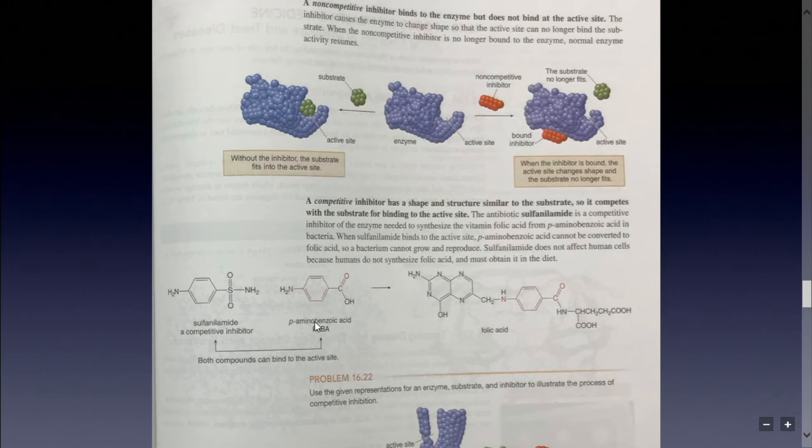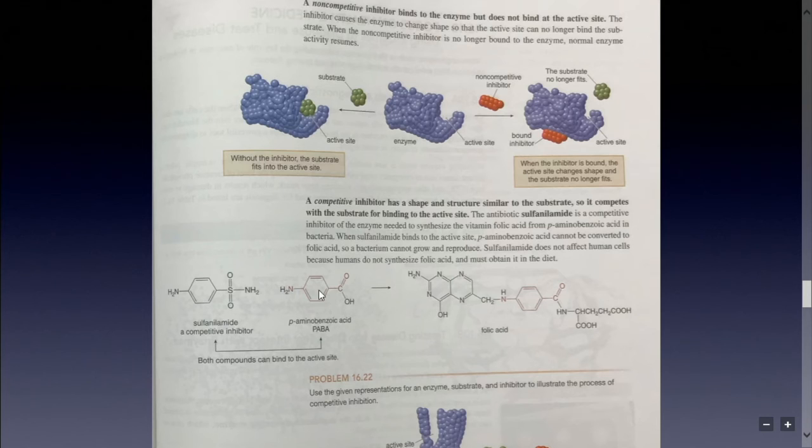with this molecule here, amino benzoic acid. You see how they look real similar? They look very similar, right? So the antibiotic sulfonamide, it's a competitive inhibitor of the enzyme needed to synthesize the vitamin folic acid from the amino benzoic acid, in bacteria. So bacteria are normally taking this amino benzoic acid, we'll just call it PABA. It's normally taking PABA and turning it into folic acid, right? Which it looks like it's happening right here.